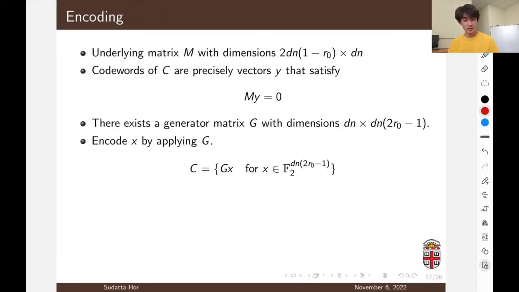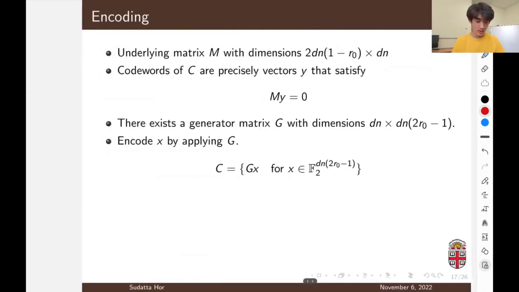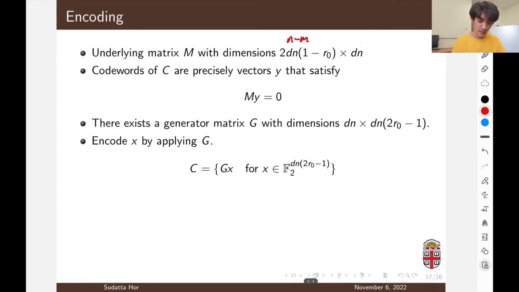So with this rate, there's an underlying matrix, like we stated earlier. It's (n minus m) by n. And the code words of C are precisely vectors y that satisfy My equals 0. And of course, it's a linear code, so we can find, using linear algebra, a generator matrix G with these dimensions. And encoding would just be applying this generator matrix G.